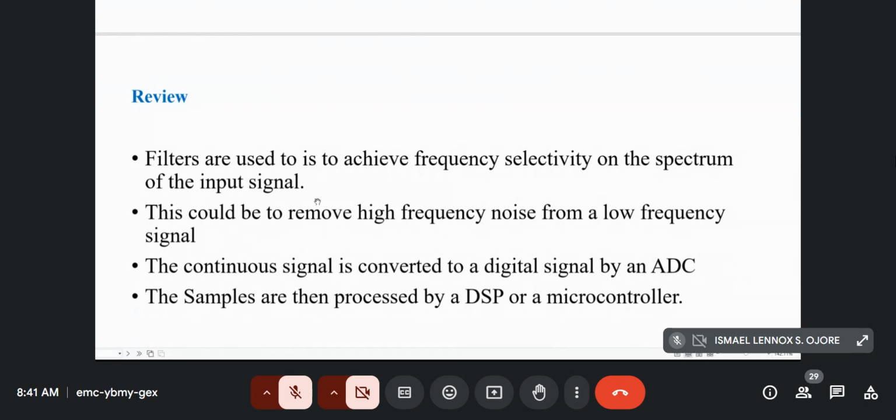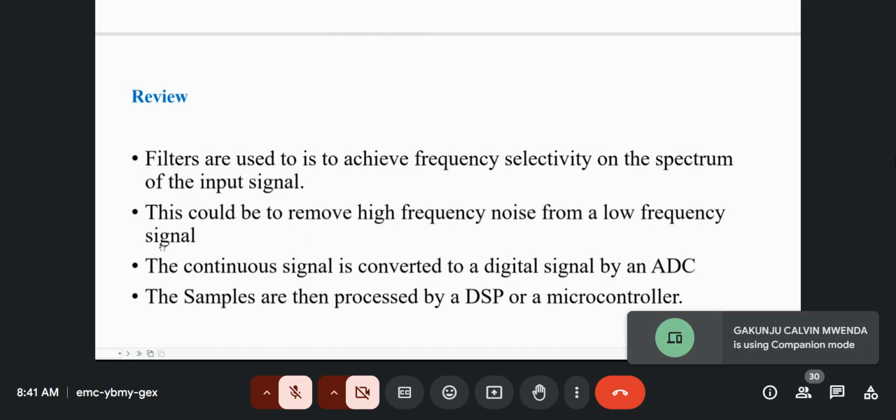So this is just a review of what we have already covered. Filters are used to achieve frequency selectivity of the spectrum. This could be to remove high frequency noise from a low frequency signal. This is quite a common example: you have only the signal and you have some high frequency noise. We are generally just talking about out of band noise, which you can easily remove.